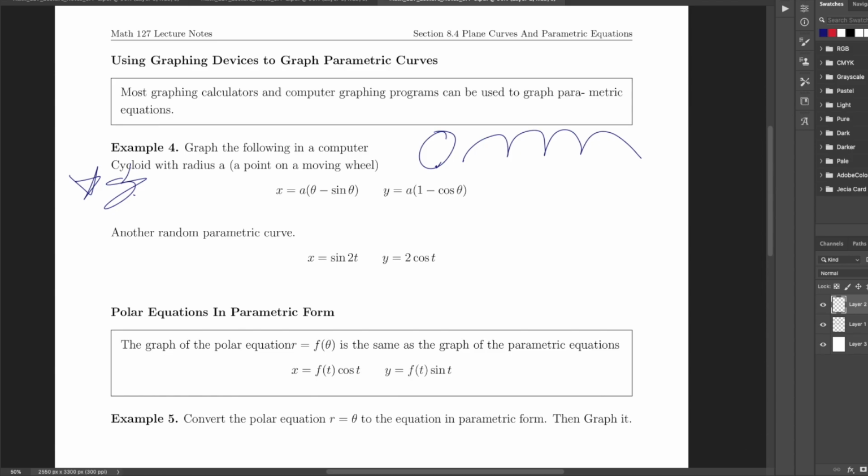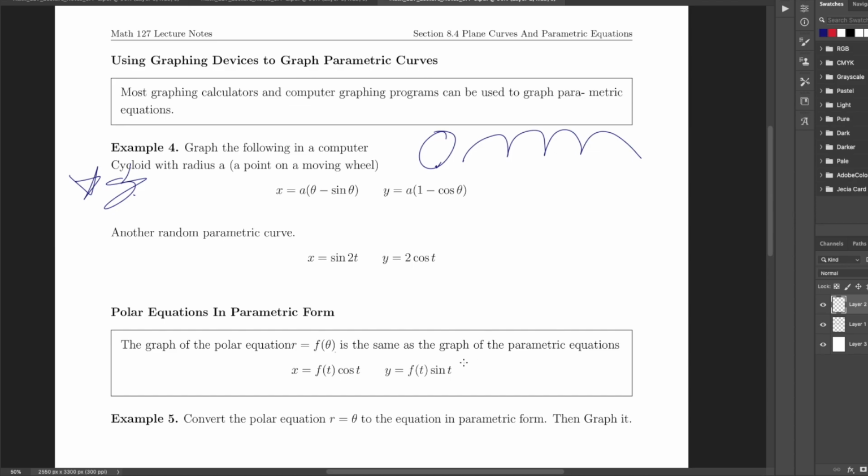And so the very last thing we kind of want to go over is parametric equations for polar. So convert r equals theta, and so we're going to convert this into a parametric equation and then graph it. And so here, if we have r equals f of theta, we can write that as a parametric equation.